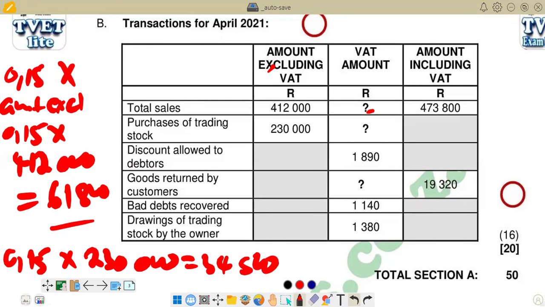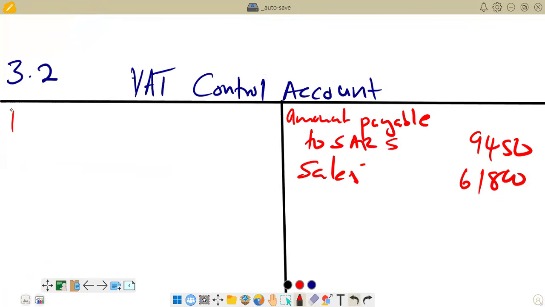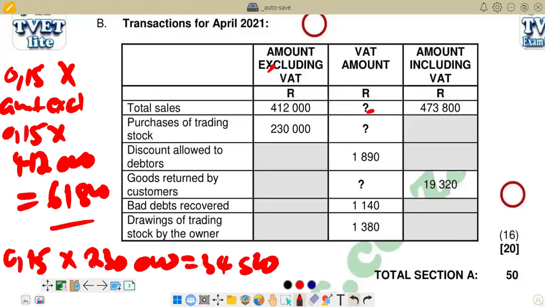Then this one is purchases. Remember, purchases we said they're under VAT input, so they go to the debit side. So we go there, and now we have your purchases on the debit side, and we've got 34,500.